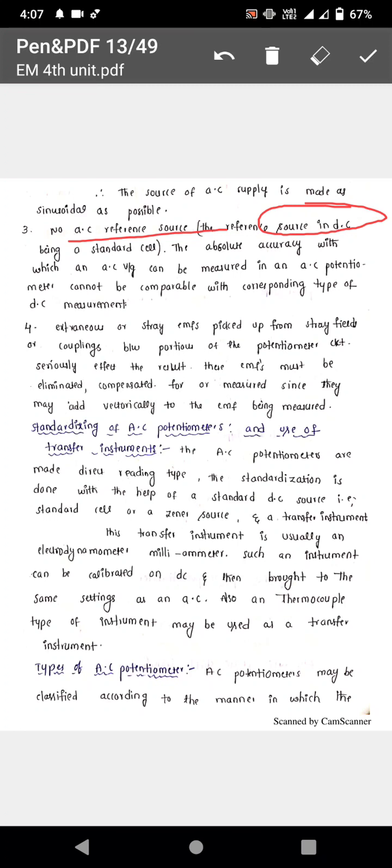Now similar to that, standardization means adjusting the working current so as to match the voltage drop. After doing standardization, the instrument should not alter the working current. Working current means the current set by the rheostat RH.